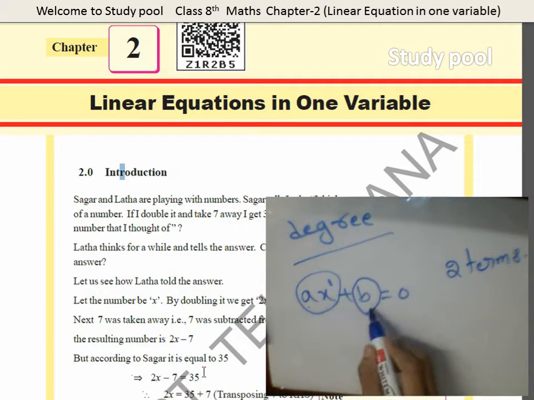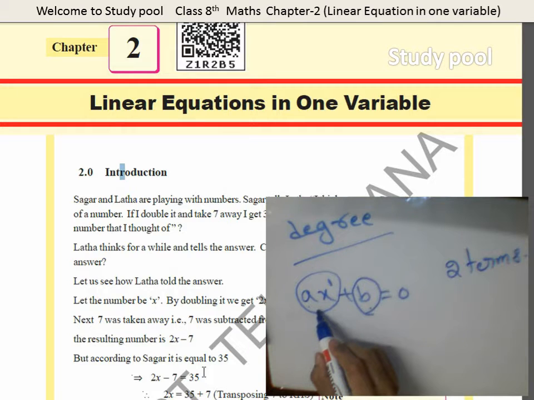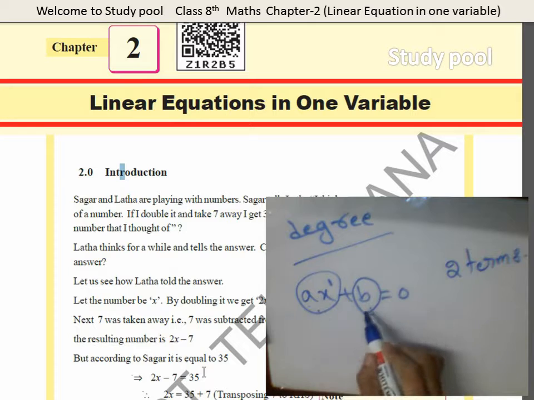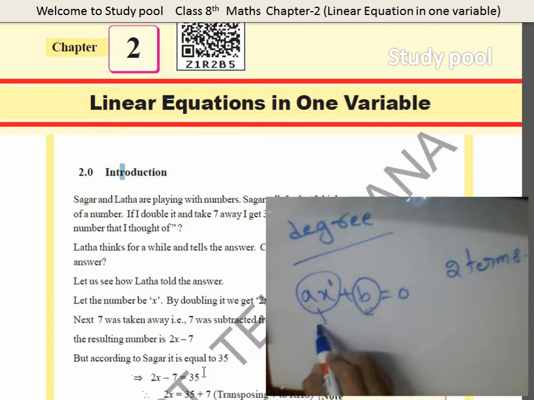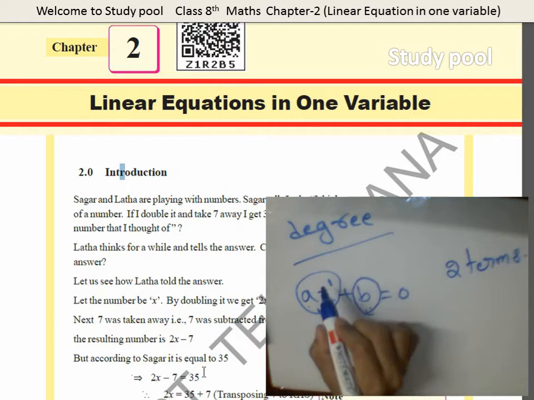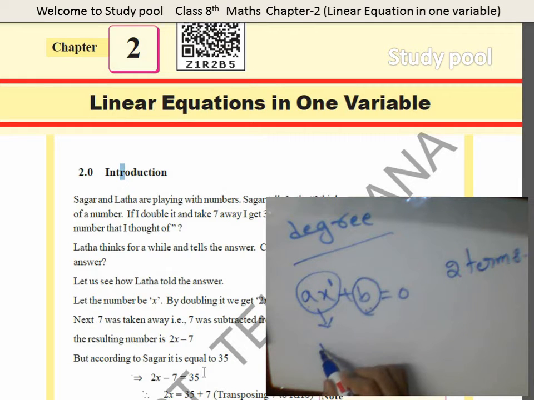Here two terms are there. It is a monomial, right? If one term is there, we call that one a monomial, and this is also a monomial. Now what is the degree of this monomial? 1. Why? Because x power 1 is there, so this is 1.